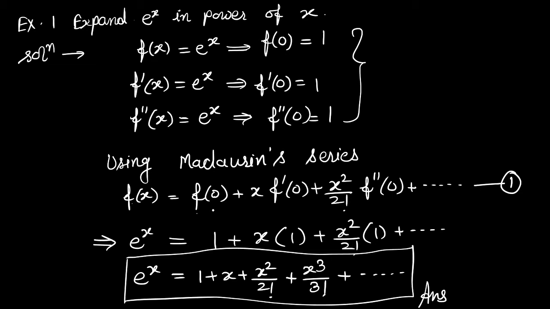Now we substitute all these values in equation 1. Here f of 0 is 1, then f dash of 0 is 1, f double dash of 0 is 1, and f of x is e to the power x. Therefore, on simplifying this we get the e to the power x series: 1 plus x plus x square by 2 factorial plus x cube by 3 factorial and so on. This is the expansion of e to the power x. This is the application of Taylor series.